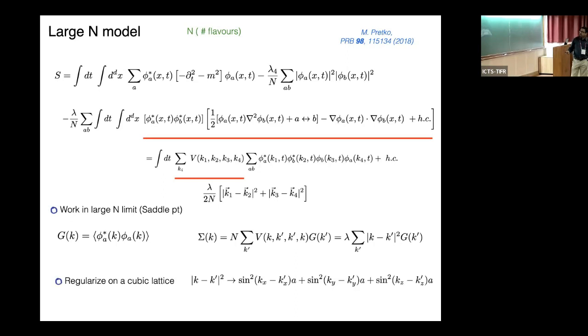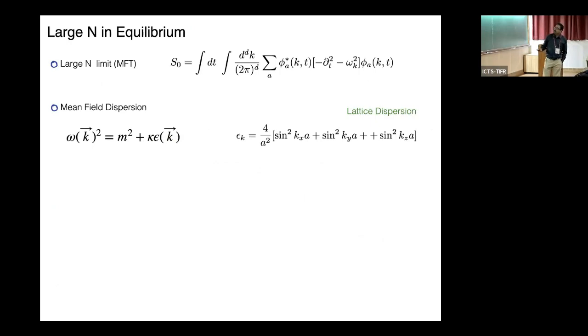You do one more thing: you regularize this on a cubic lattice. This is in continuum, you would have issues with divergences, so you regularize this on a cubic lattice. And in the large n limit, essentially you end up getting some sort of a mean field theory where you will basically just get a quadratic theory, where the Green's function is dressed by some self energy and so on. You can walk through all of that. What is important is you will get an effective theory where now you will have a del T square plus omega k square. So omega k you can think of as an effective mean field dispersion.